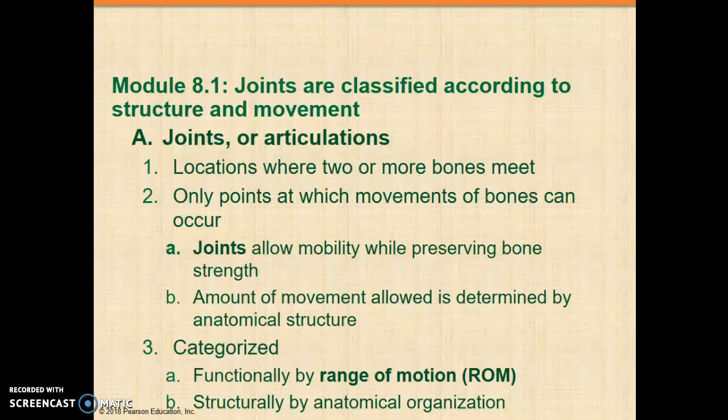Joints are called articulations. To articulate is to meet. And so an articulation is where two bones meet. This is the only point at which movement of bones can occur. Joints allow mobility, and the amount of movement is determined by the structure of that joint. We categorize joints functionally and structurally. Functionally by range of motion, and structurally by anatomy.